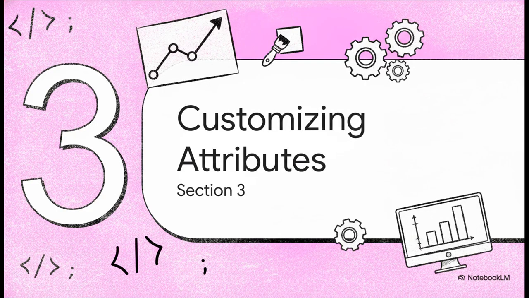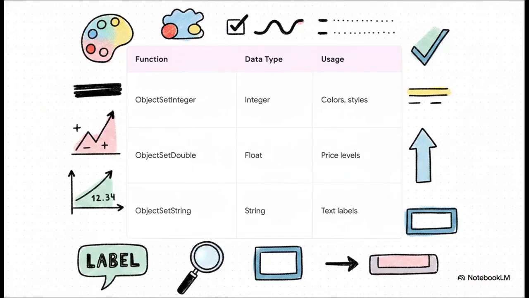Which brings us to Section 3, customizing object attributes. So our object is on the screen, but, well, it's looking a little basic right now. Let's give it some personality. The crucial point here is knowing how to talk to the object to change its look. MQL5 uses three main functions based on the specific data type you're changing.